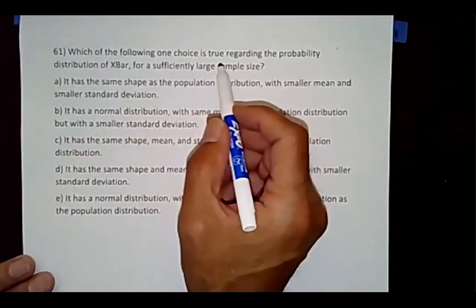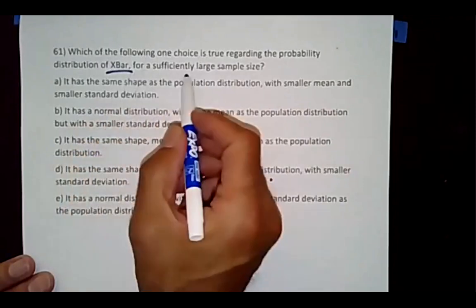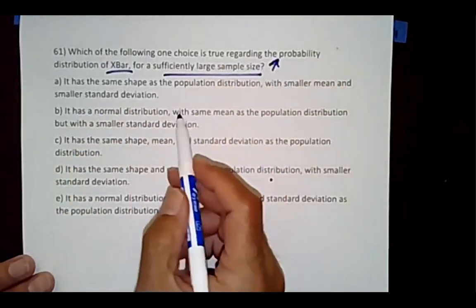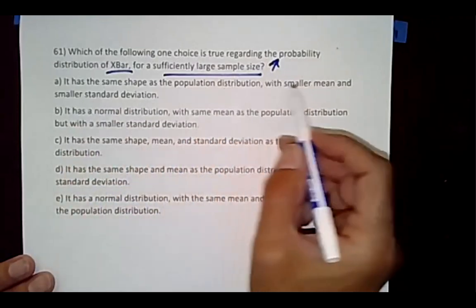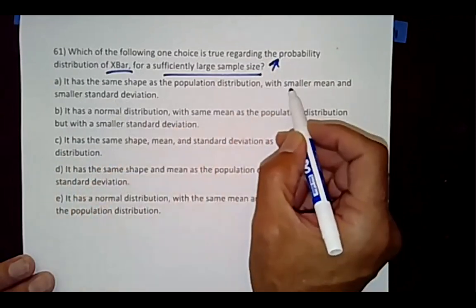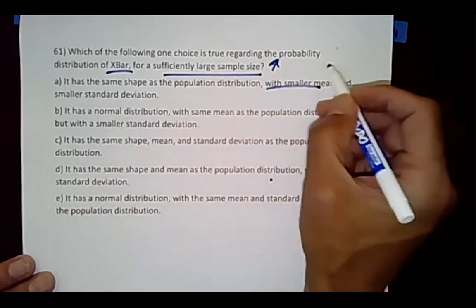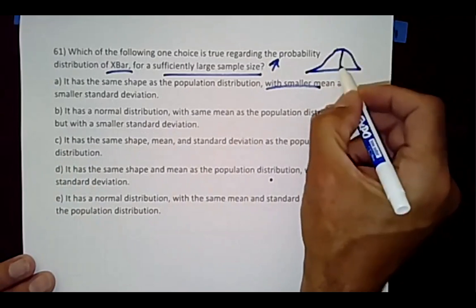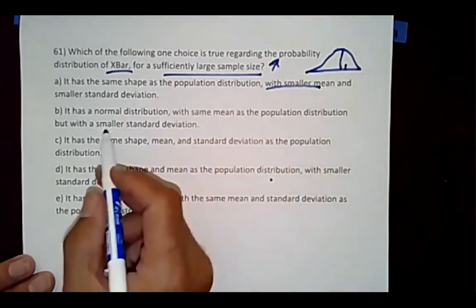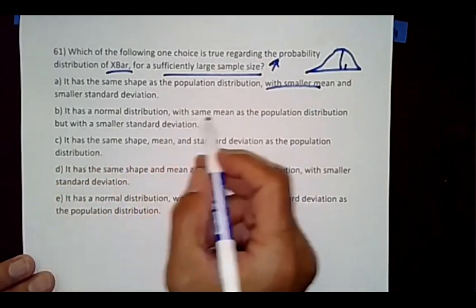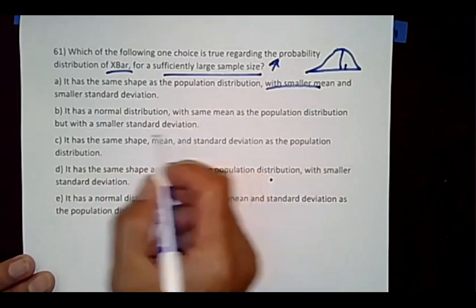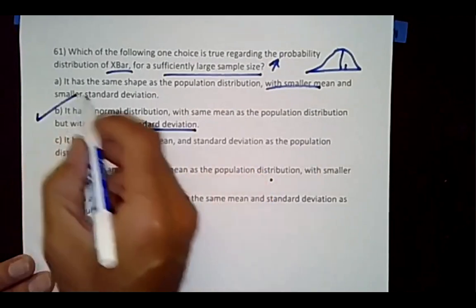Problem 61: which of the following choices is true regarding the probability of x bar for a sufficiently large sample size? So it's going to be very large. Has the same shape of the population distribution with a smaller mean and a smaller standard deviation. Well, clearly, that's not true, because you could have something like this, and you could get a mean that's on this side. So the mean could actually be greater. So that's not true. It has a normal distribution with the same mean as the population distribution, but a smaller standard deviation. That is true. This is the true statement.